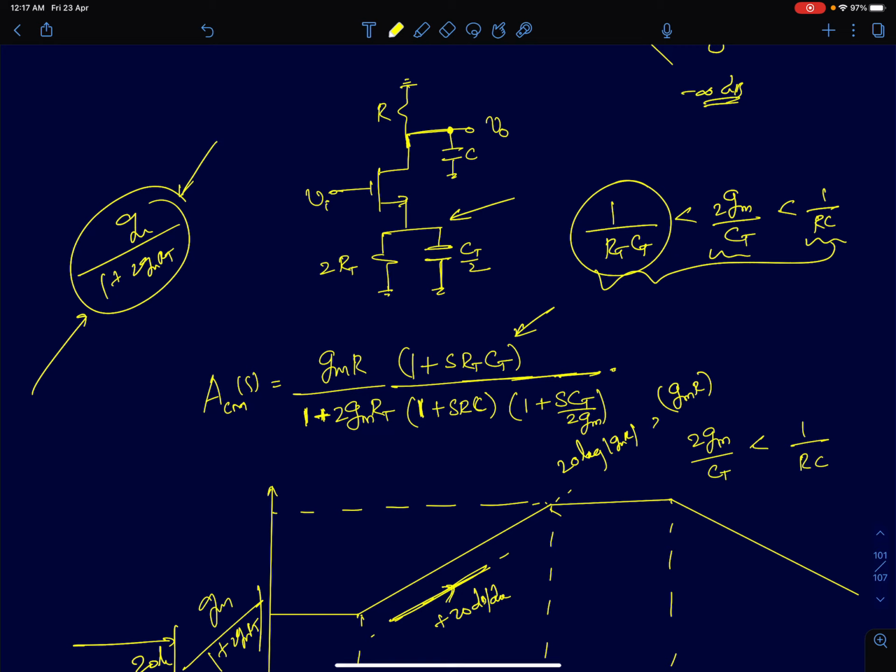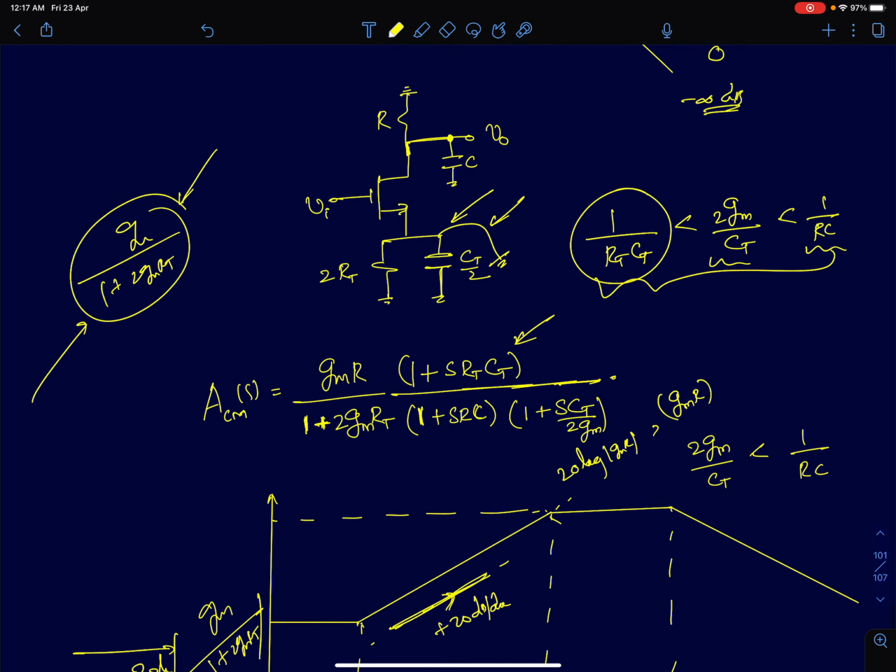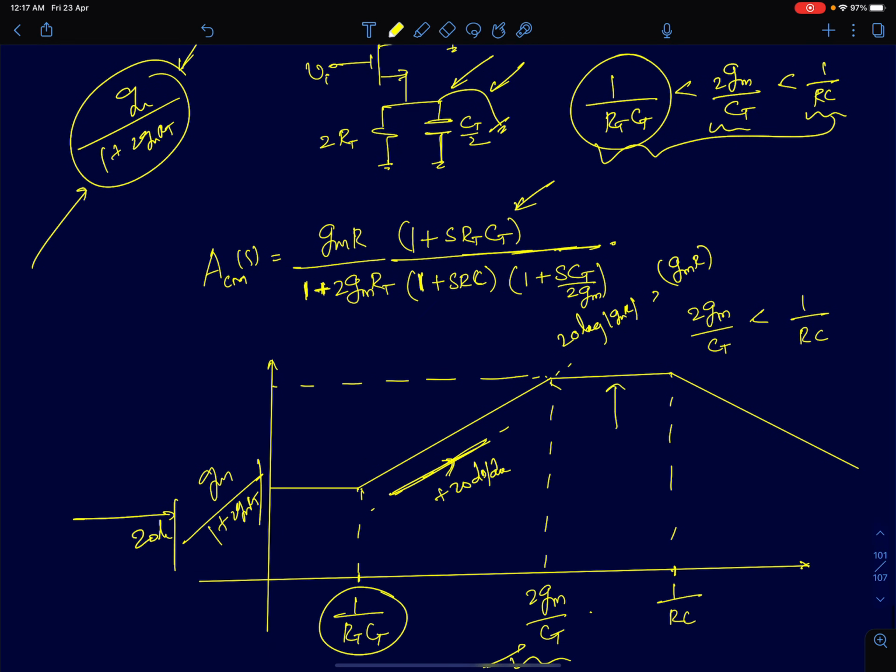But what happens is that this capacitor, after a frequency 1 by Ct RT, starts shunting out this resistance, which means it's reducing the net source impedance. At the source terminal, the resistance at DC was 2 RT to ground, but now it's going to reduce further and further because of the presence of Ct, and at some point it's going to look like a short circuit, and at that point your gain will become GMR. So that's what I've shown here as GMR.